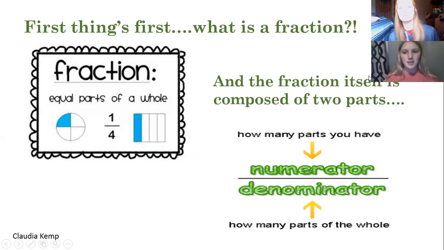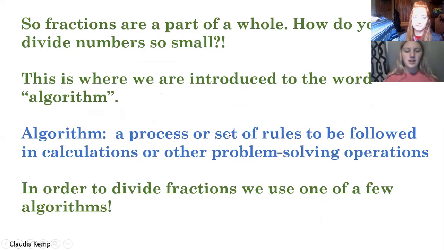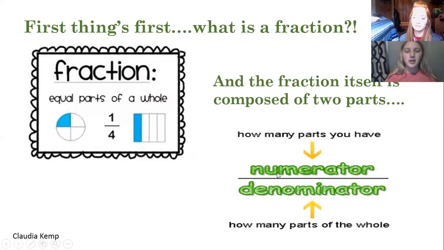Now, another thing about fractions is that they are composed of 2 parts: the numerator and the denominator. The numerator is the number on top, and the denominator is the number on the bottom. The numerator represents how many parts you have, and the denominator represents how many parts are in the whole. So you see over here, the denominator is 4 and the numerator is 1.